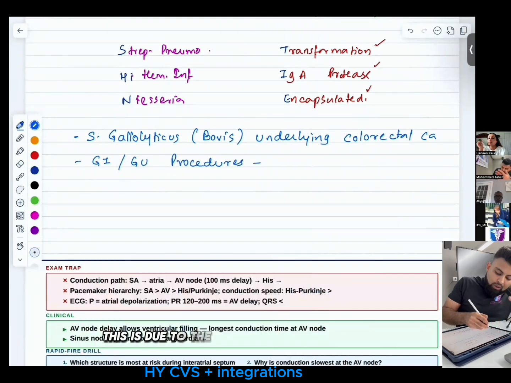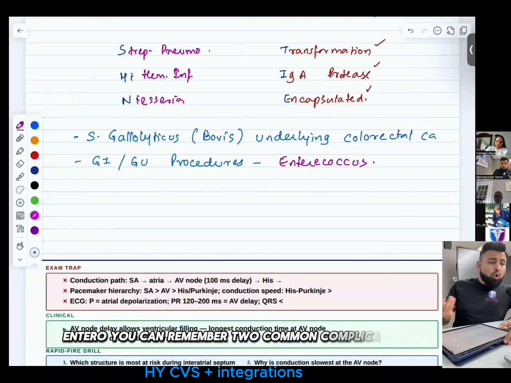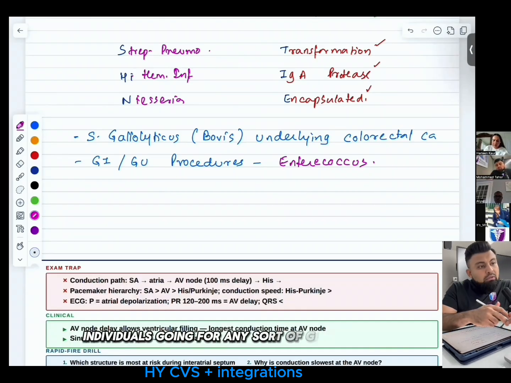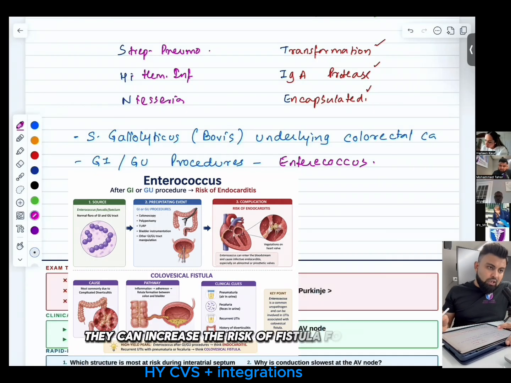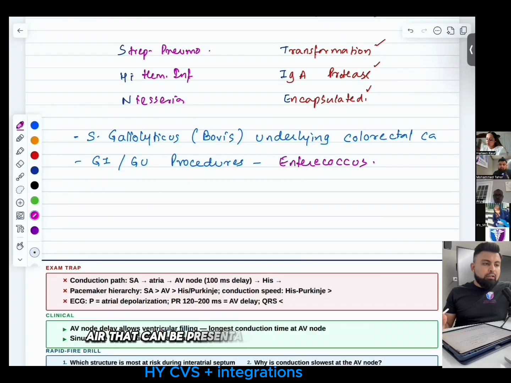This is due to the pathogen Enterococcus species. Enterococcus, remember, because enteral, you can remember two common complications. The question may talk about individuals going for GI procedures, for example colonoscopy. They can increase the risk of fistula formation as well as Enterococcus-induced infective endocarditis. Fistula, remember, enteric fistula, colovesicular fistula. Classic presentation is pneumaturia, air present in foul-smelling urine.